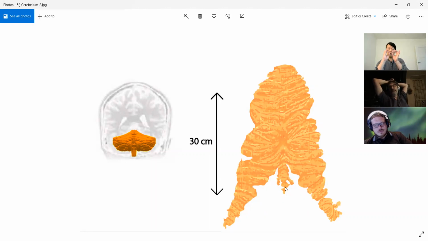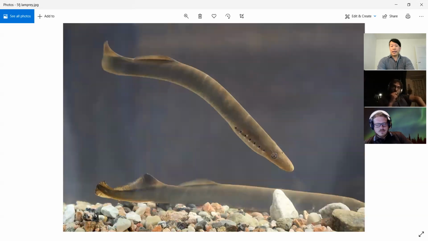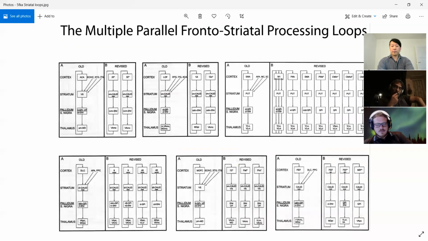Then that building block is multiplied, stamped out again and again and again to create a quite large, flattened sheet of this duplicated structure to create your cerebellum. Okay, so now we need to explain in a minute what it does. So what is the relationship between the cerebellum and the striatum and the cerebral cortex?